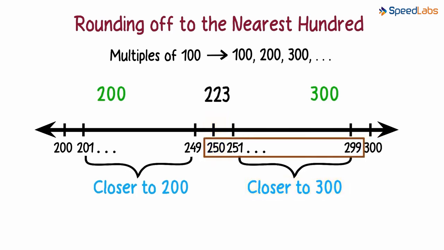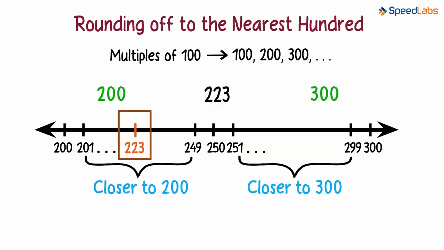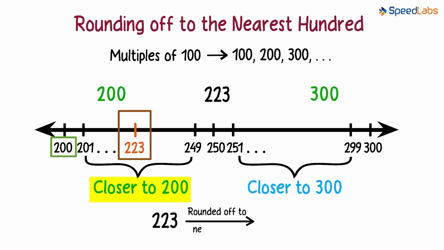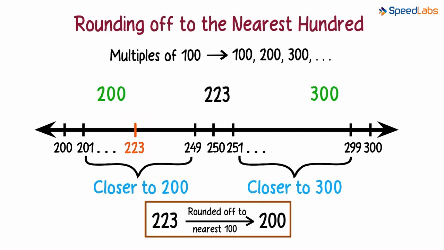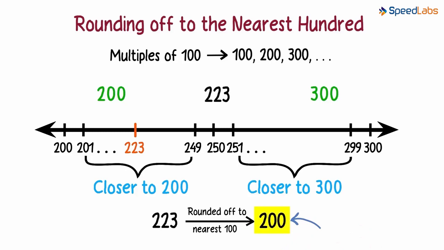Now the number 223 lies somewhere here. So can you tell me if it's closer to 200 or 300? Exactly, it's closer to 200. Hence we can say that 223 rounded off to the nearest 100 is 200. There's another way in which we can understand this. We can also say that 200 is a good estimate of 223 after rounding it down to the nearest 100.